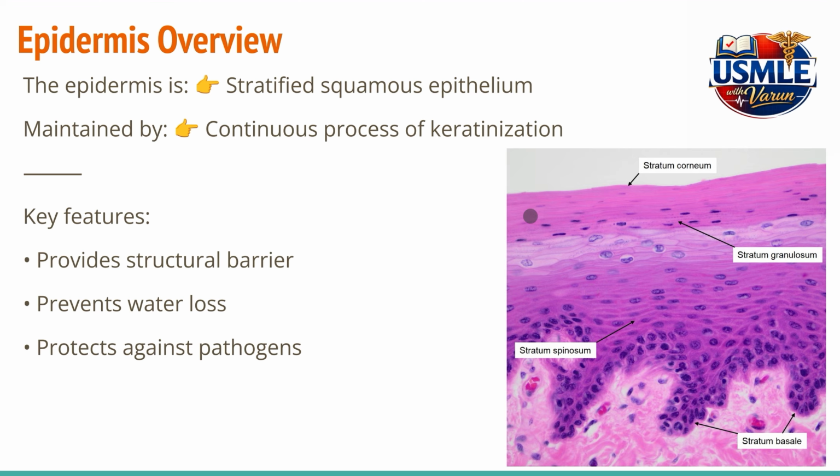So we can remember those five layers using a simple mnemonic. That's nothing but "Come, let's get sunburned," a mnemonic that we can use to remember these five layers of the epidermis. So C stands for corneum, stratum corneum, then L stands for stratum lucidum, G stands for stratum granulosum, S stands for stratum spinosum, and B stands for stratum basale. So what does this epidermis do? It provides the structural barrier, prevents water loss, and also protects against pathogens.